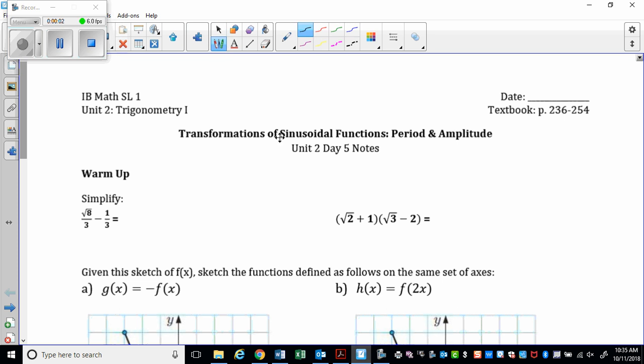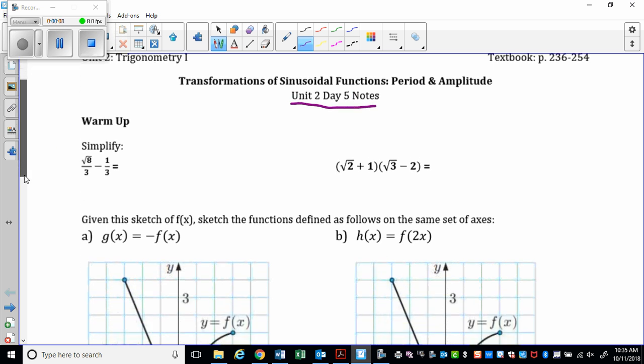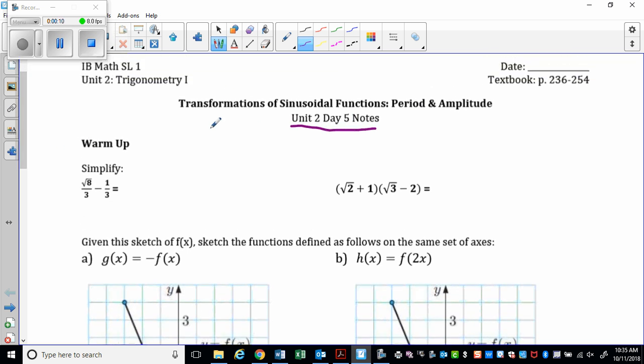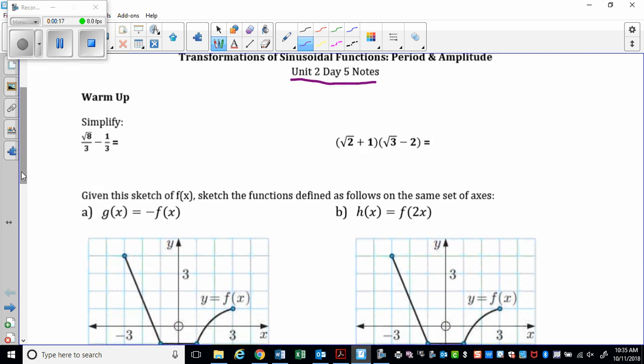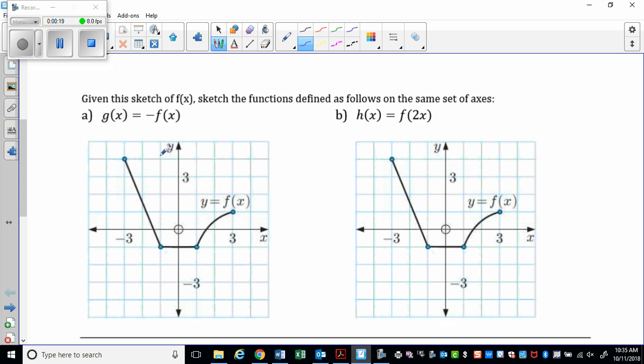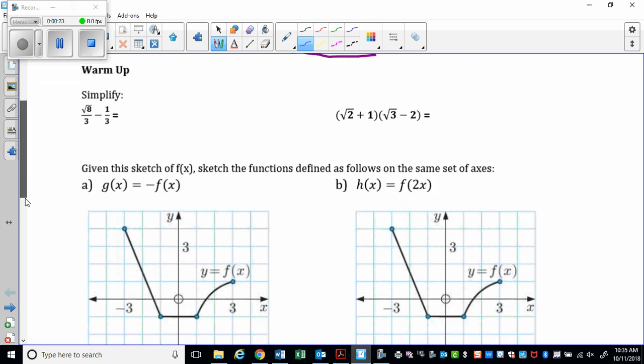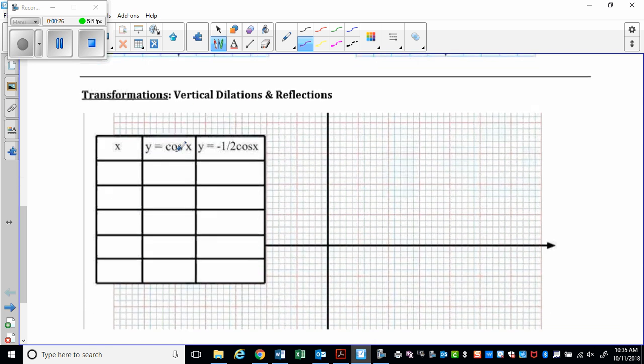Good morning. So this is Unit 2, Day 5 notes. You guys are almost there. We're just going to go over graphing our trigonometric functions again when we have transformations. So this is a good review of our Unit 1 transformation section. Please try this warm-up. And I'm going to help you guys with what does cosine of x look like compared to what does negative 1/2 cosine of x look like.